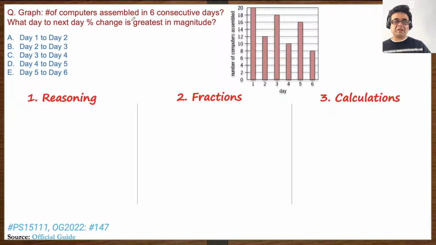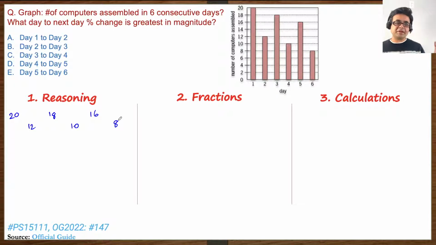We are given the number of questions that somebody is assembling in 6 consecutive days, and we have to find the percentage change of greatest magnitude. Okay, so on day 1 it was about 20, on day 2 only 12. I'm going to write this 12 here because there is a decrease here and I want to make sure I know about it. The next day it is 18, the next day it is again down to 10, then it goes to 16, and then it goes down to 8, right?